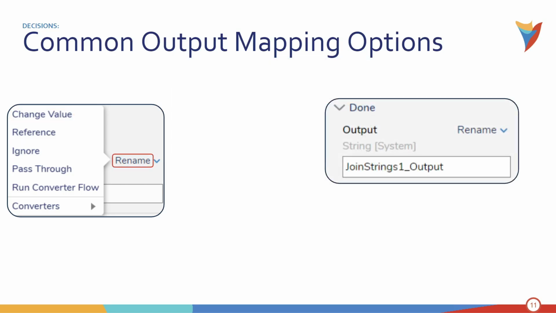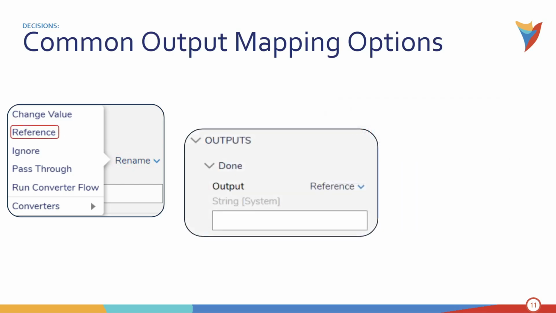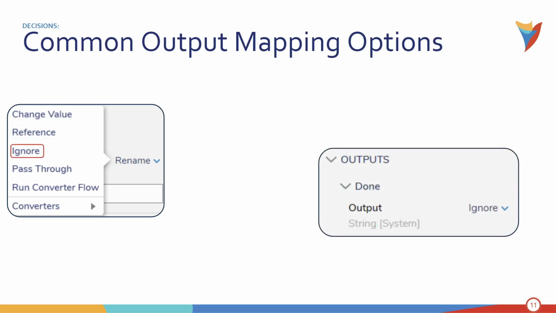Rename will make a new variable and allow you to change the name of it. There is always a default name for this, but it is best practice to give it a name befitting its function and use in the flow. Reference will rerun the step to get the value rather than storing the value in memory. Ignore means that we do not care about this output and it will not pass any data out of the step.